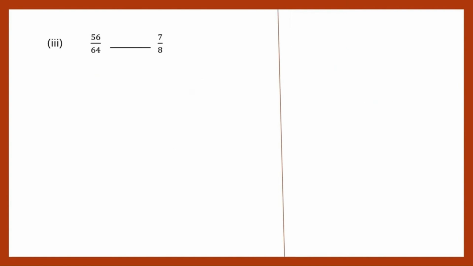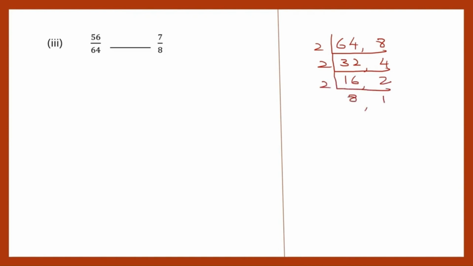Last one, 64 and 8 are the denominators. Let's find the LCM. 2 3s are 6, 32. 2 4s are 8. 2 into 16 is 32. 2 2s are 4. 2 8s are 16. 2 1s are 2. 2 4s are 8. 2 2s are 4. Bring down 1. 2 1s are 2.